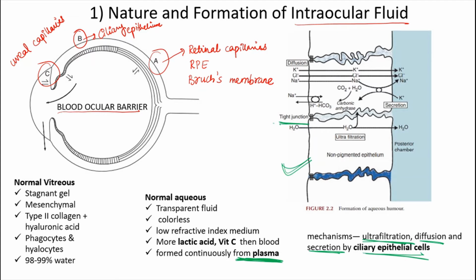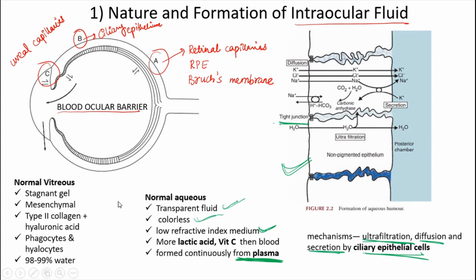Now this aqueous humor is a transparent fluid. It is colorless. It has low refractive index, and you know it actually has more lactic acid and other things like vitamin C or ascorbic acid and pyruvate. It is more in amount even than the blood. Why is it so? We learn later on. I'll tell you in short that it is due to the anaerobic glycolysis happening in the lens. And this lactic acid, which is formed as an end product of this anaerobic glycolysis, will ultimately accumulate in this aqueous humor. Fine, I'll tell you this later on also.